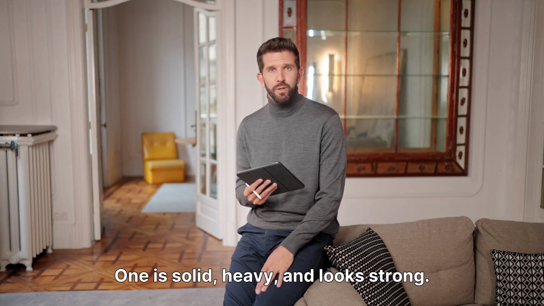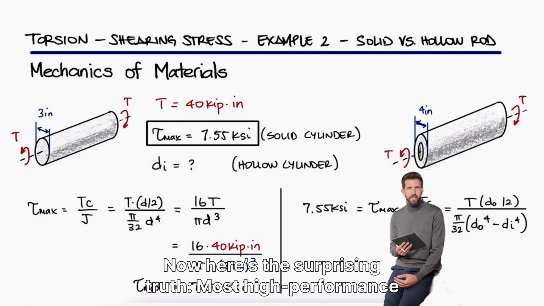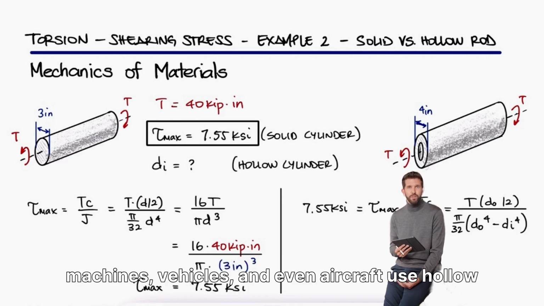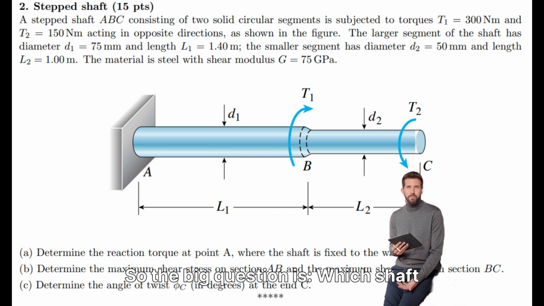Imagine two shafts. One is solid, heavy, and looks strong. The other is hollow, lighter, and looks weaker. Now here's the surprising truth. Most high-performance machines, vehicles, and even aircraft use hollow shafts. So the big question is, which shaft is actually better, hollow or solid?